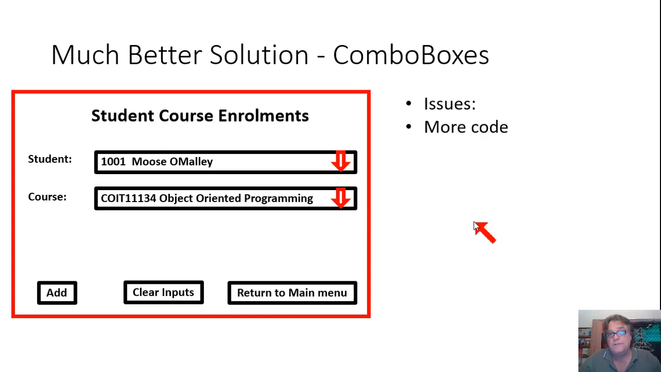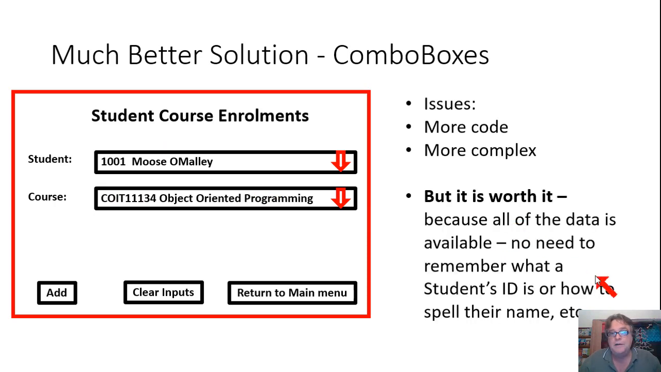There are some issues, of course. There's more code, and it's slightly more complex code, but it's worth it because you've got all of the data you need to remember to know who someone is. If they phone up, "Hi, it's Miss O'Malley on the phone here. Which courses am I enrolled in for next term?" Okay, I can drop down a list, and it could be sorted by first name or second name, or student ID, or whatever you like. You could sort it by different things and find me very quickly, and then I could get a list of courses that I'm enrolled in.